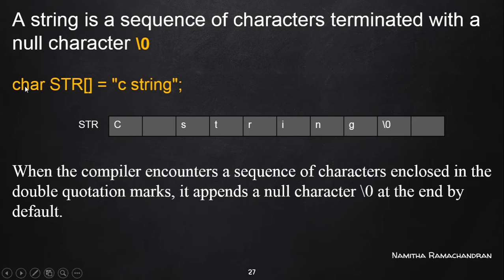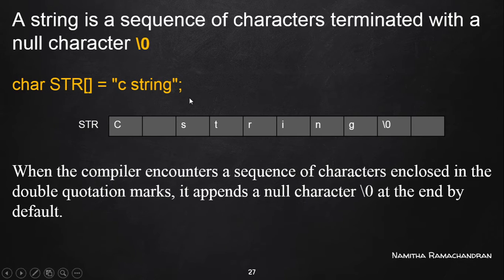How to declare a character array? With the type char, we can specify the name of the array, and inside the square brackets we need to specify the size. Okay, so here the syntax is given like this: char name, then square brackets, after that equal to, and inside the double quotes specify a sequence of characters. So this sequence of characters forms the string here.